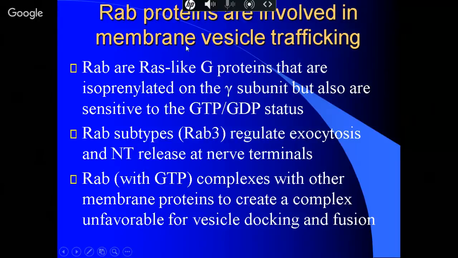The RAB protein is very much involved in membrane vesicle trafficking. You may remember that the vesicle had to go through a docking mechanism. It had to come out of a reserve pool. It had to be prepared. That function is regulated by G proteins. After it bound to the synaptic membrane, we saw one of the mechanisms was a clathrin coating to take it back out and recycle it. That's regulated by a small G protein. So these RABs interact heavily in exocytosis.